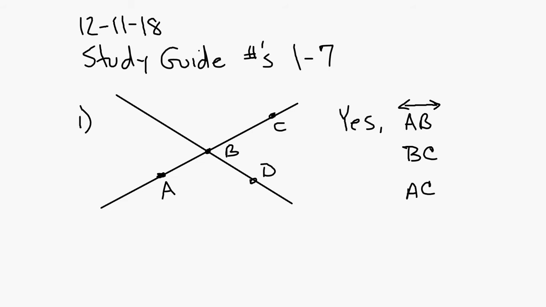And number 2, what are the names of 3 collinear points? So you're trying to find 3 points that are on the same line in that picture, and that is L, J, and K.